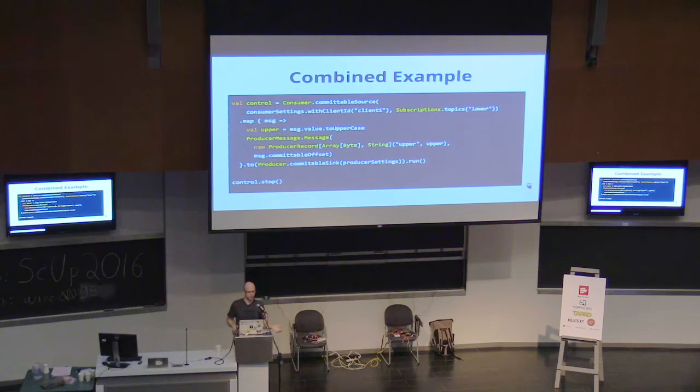You can also combine the two. I've omitted some of the boilerplate. But here we're using a committable source, which also passes an offset object down through the stream with the message, which you can use to commit the offset. Then we're creating a producer message. This time it's a little different because we need to pass along that offset information. And finally, it's sent to a sink that knows how to commit the message back to Kafka.